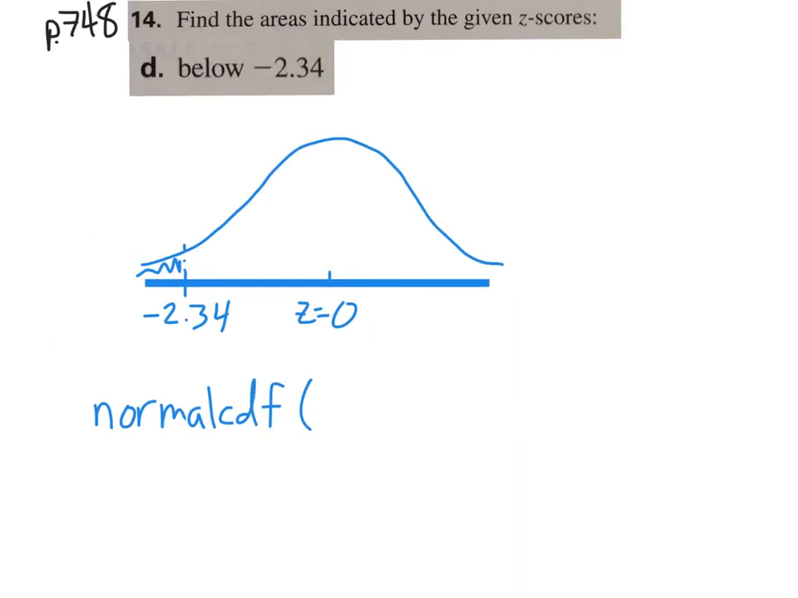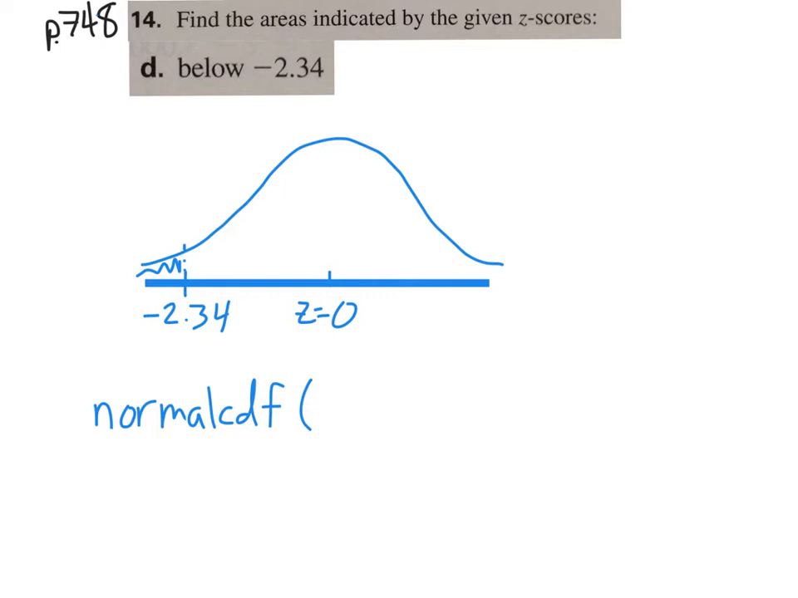Alright, so same idea, same page, same problem. We're going to do part D this time. It says find the percent of values below negative 2.34. Again, this is a z-score, so on our table, z equals 0 is over here, negative 2.34 is somewhere down here, and we want to find the percent of values below that. We're still going to use normal CDF, but remember, normal CDF works on left bound, comma, right bound.